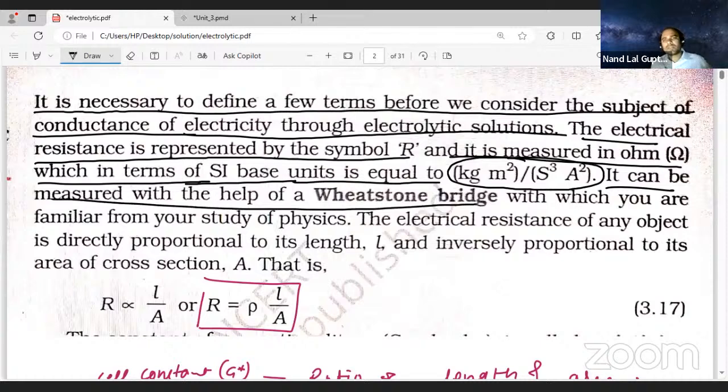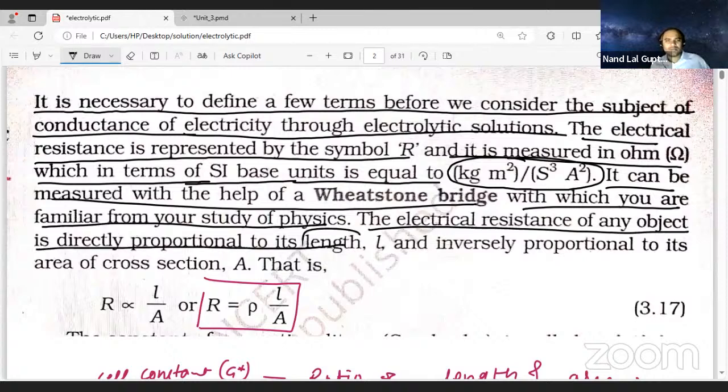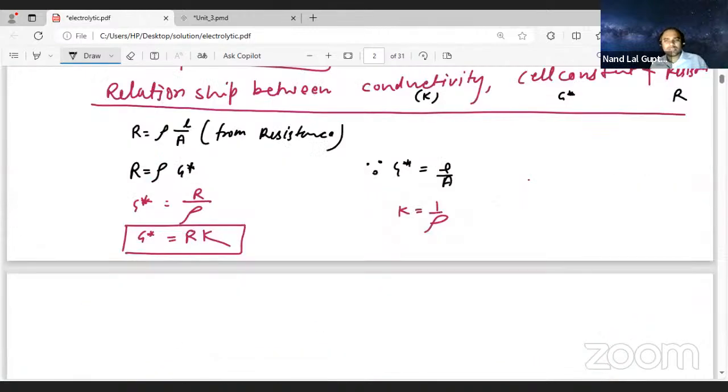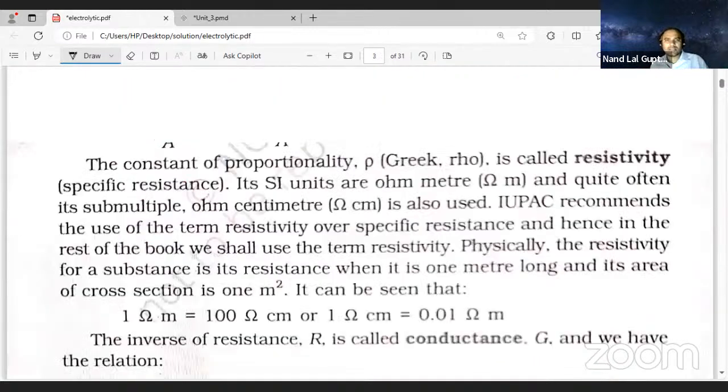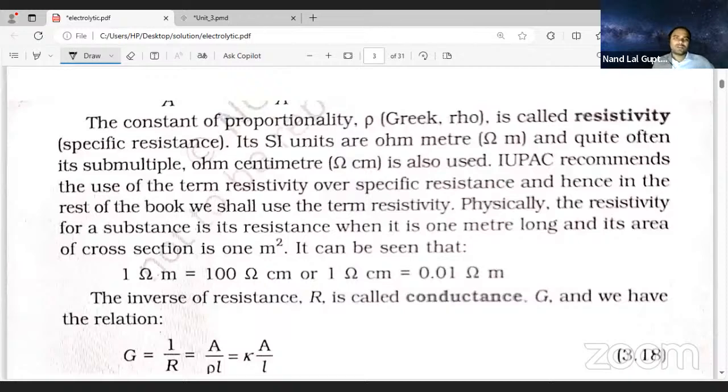So this much detail is not required, but they can ask how you are going to measure the resistance: Wheatstone bridge, with which you are familiar from your study of physics. The electrical resistance of any object is directly proportional to length, that we already did, and inversely proportional to area of cross section A. That I already explained, everything I explained. So these NCERT slides you need to read.